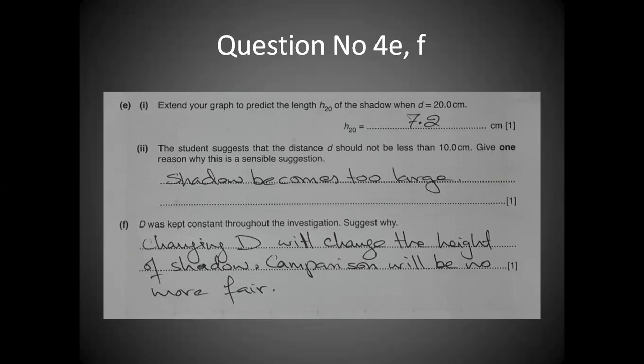Then he says the student suggests that the distance D should be less than 10 centimeter. Give one reason why this is a sensible suggestion. You see, if you make the D equal to 10 or more than 10, the shadow will become very large, more than your screen.